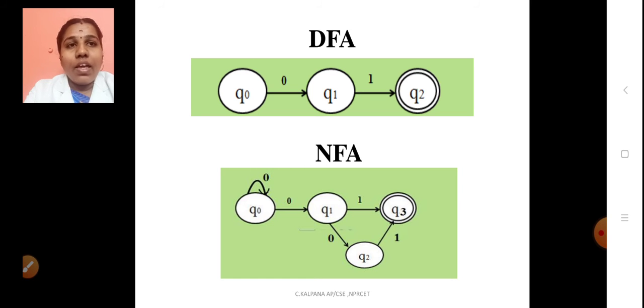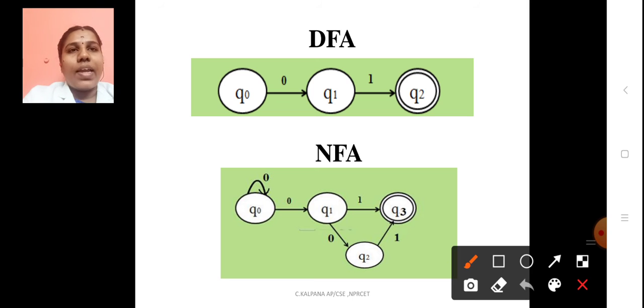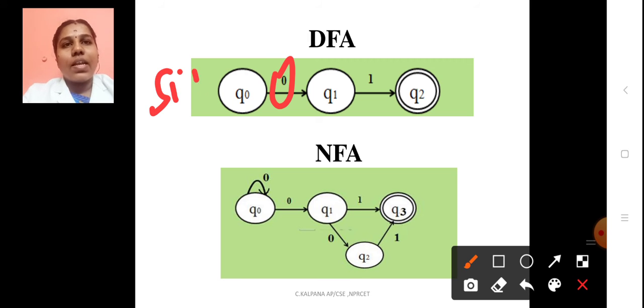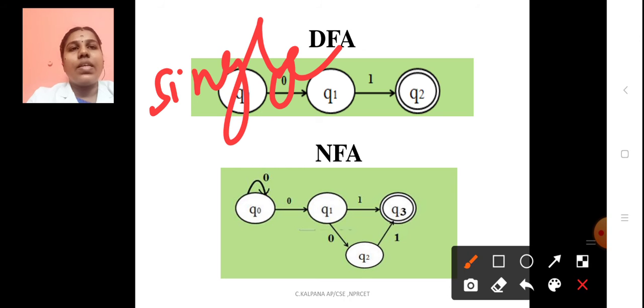But in NFA, we have more than one transition from one state to another state for the same input. For example, Q0 on 0 goes to Q0, and Q0 on 0 also goes to Q1. Again, in DFA for the same input we have only one transition, but in NFA we have more than one transition for the same input. So this is the basic difference between DFA and NFA.